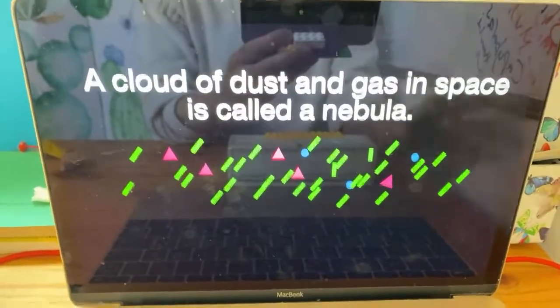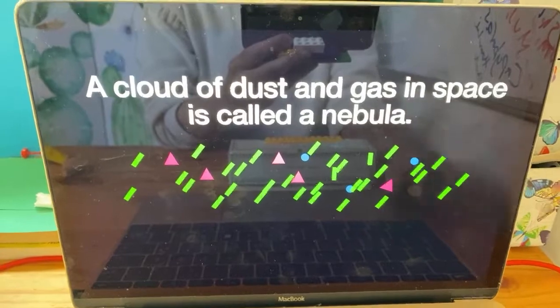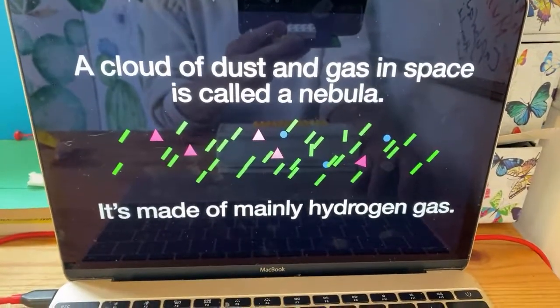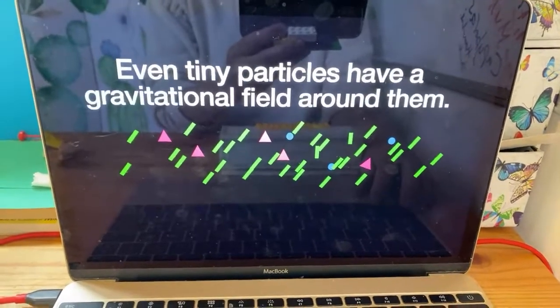We've just got started. Space is not completely empty. There is gas and dust floating around. It's mainly hydrogen gas, and you call that a nebula. Here's my little diagram of a nebula. Now, we've looked at this before.